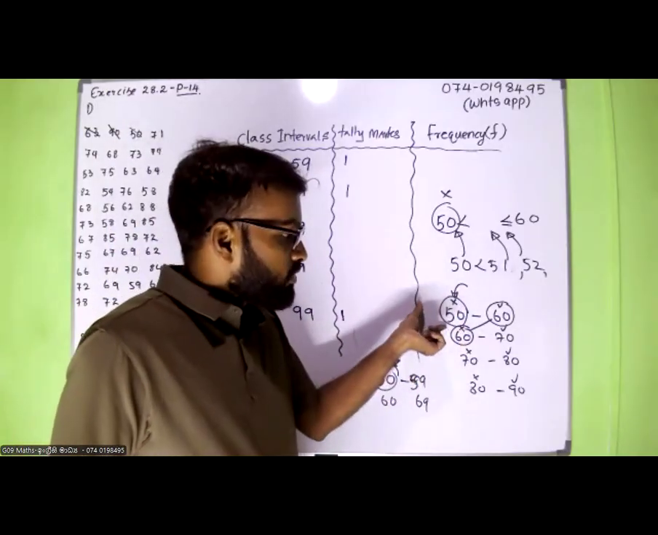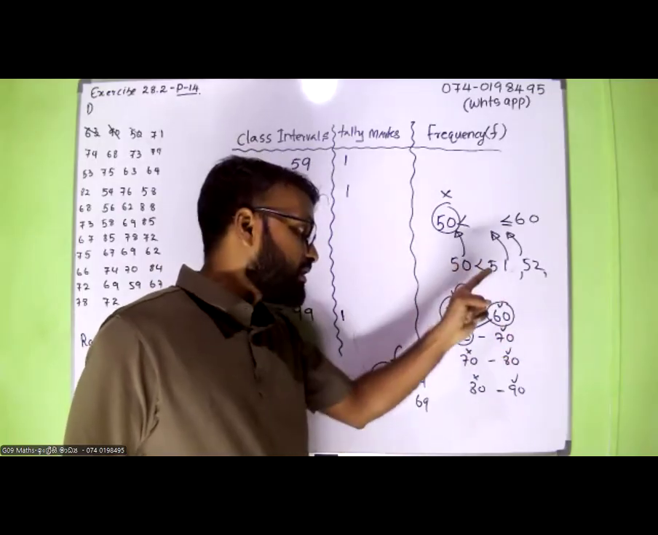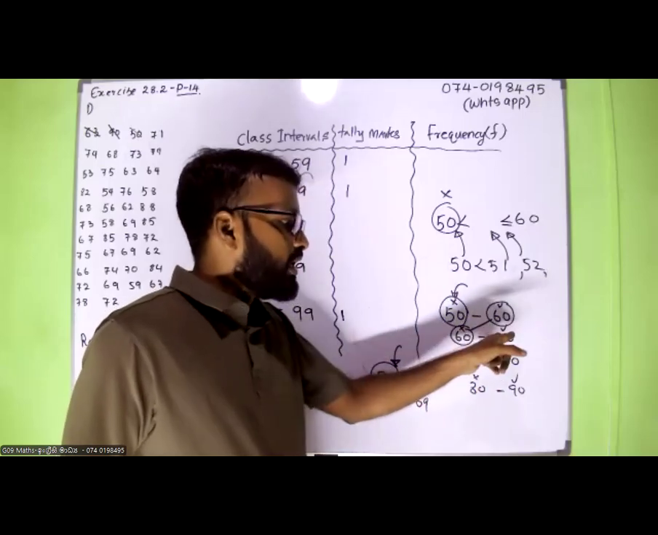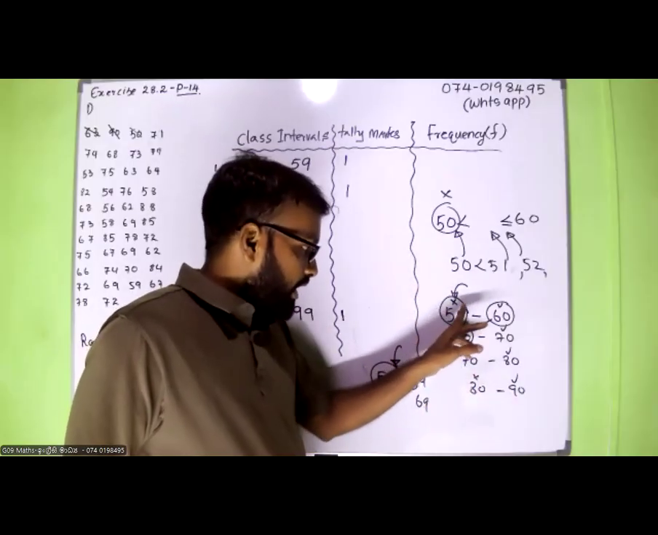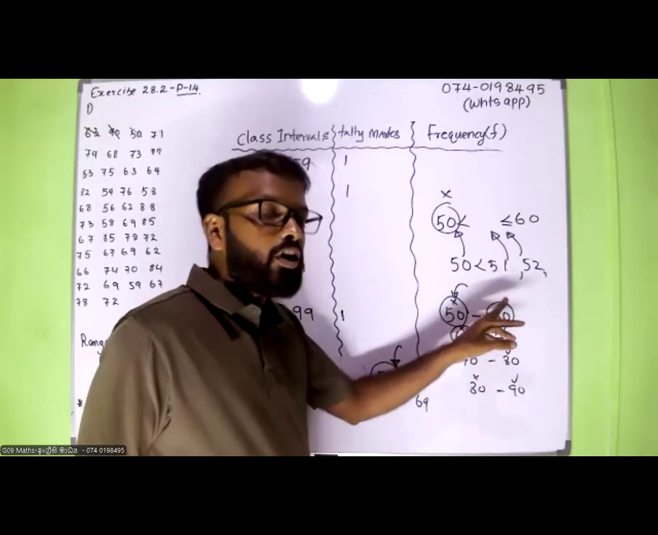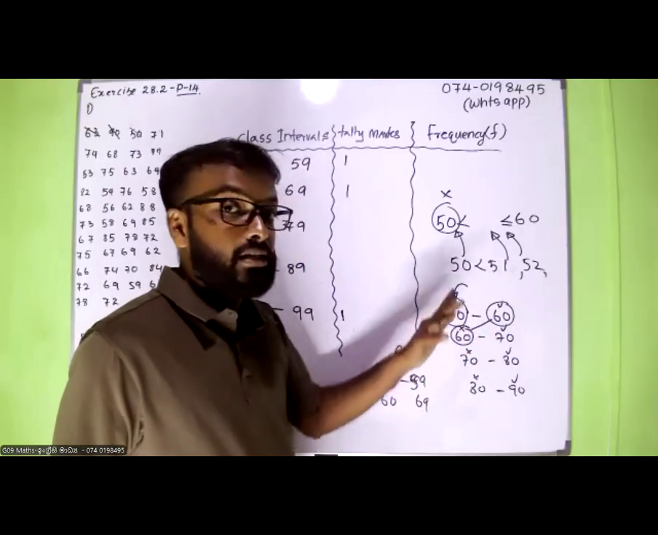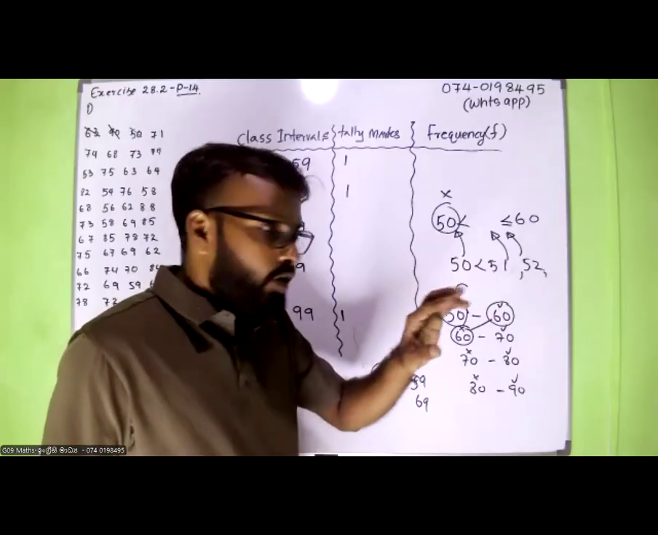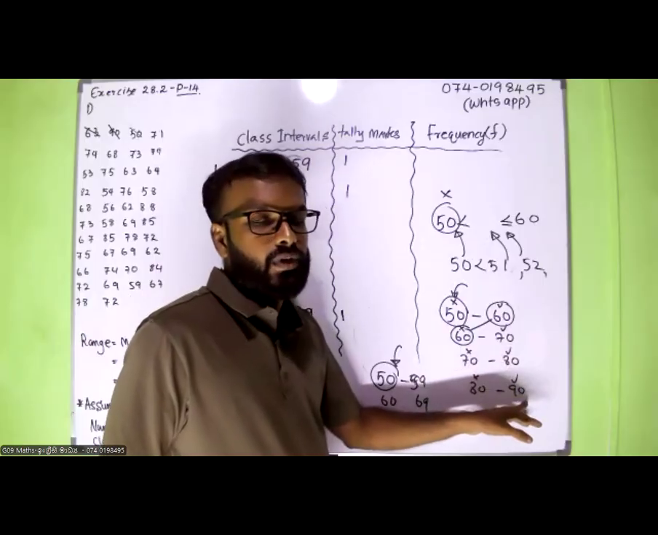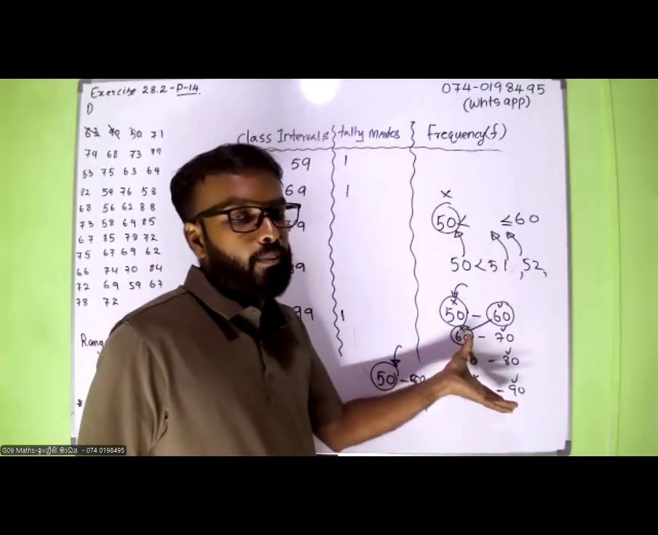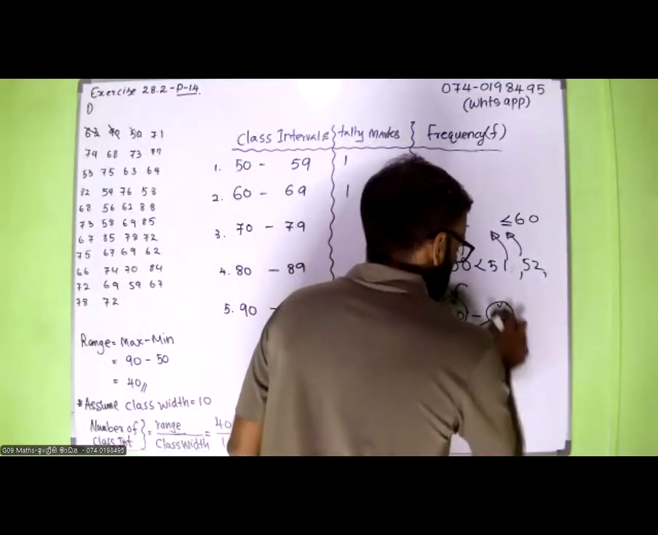But here, the values are only greater than 50 and less than 60. Greater than 60, less than 70. Greater than 70, less than or equal to 80. Sorry, the other one. Greater than 50, less than or equal to 60. Greater than 60, less than or equal to 70. Greater than 70, less than or equal to 80. Greater than 80, less than or equal to 90. So this is the closed case. This is the open case. So keep that in your mind.